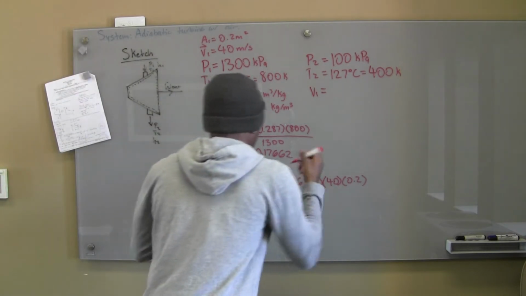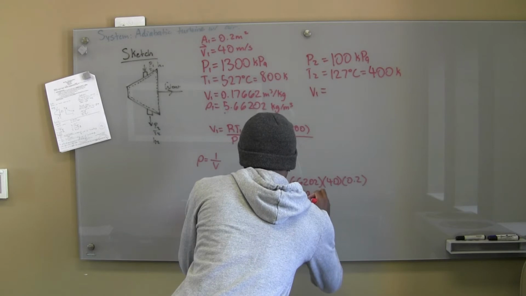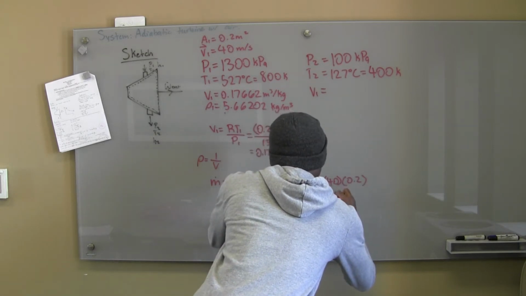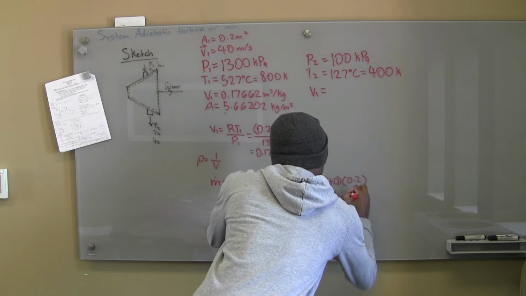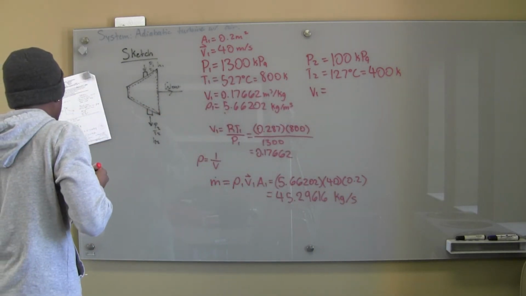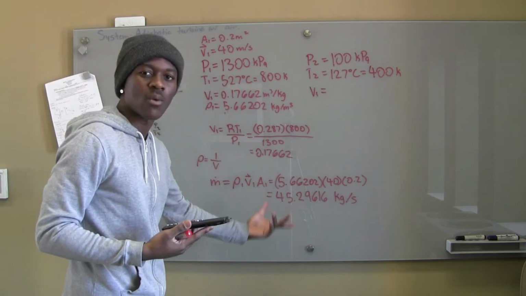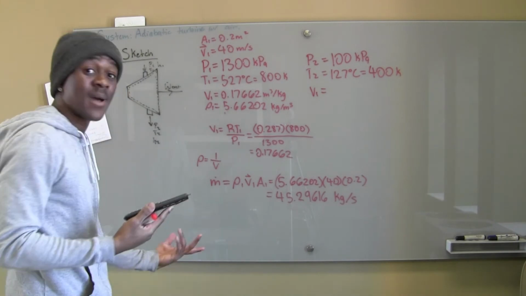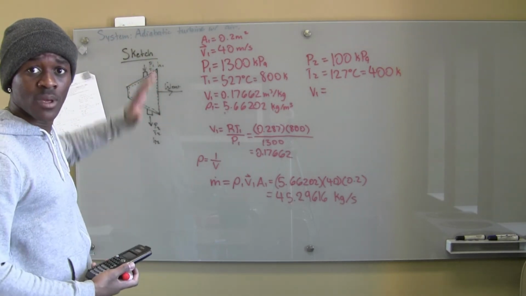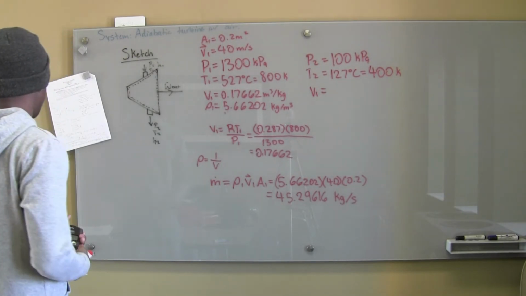And that should be 45.29616, and that should be kilograms per second, I believe. Let me just double check myself. Yes, we should get a number around there for the mass flow rate, right? So boom, we're done with the first part of this question. That's our answer for the first part.